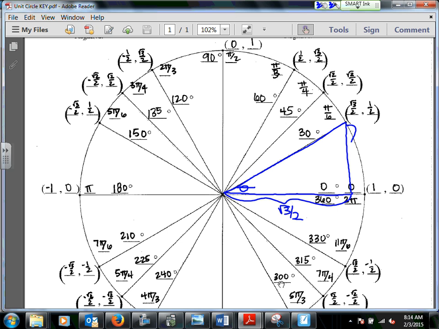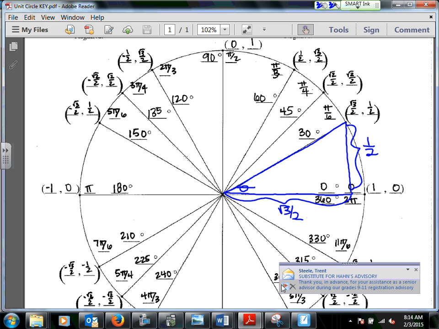What's this distance right here? 1/2, and that represents what of 30 degrees? The sine. And what's our hypotenuse? On the unit circle, what's our hypotenuse? 1, there we go. Okay. So we have radical 3 over 2 squared plus 1/2 squared equals 1 squared.